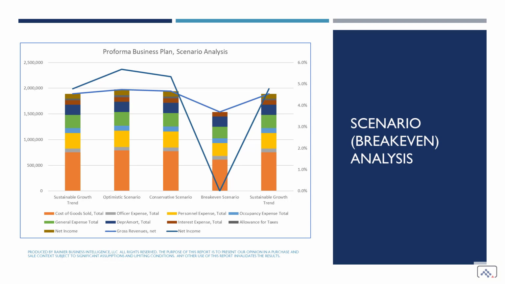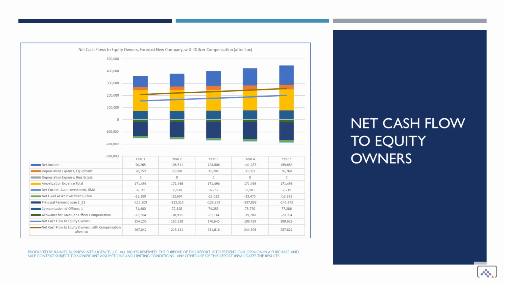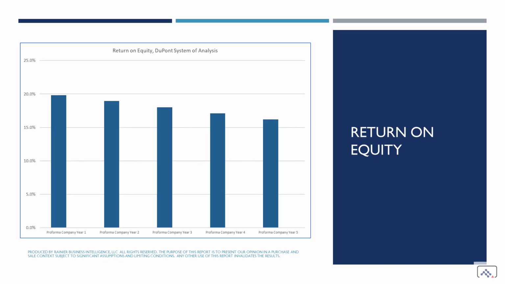In the break-even scenario, we test to determine the level of revenue where net income would be zero given the assumed cost structure. Net cash flows to equity owners are shown excluding and then including officer compensation after tax. Return on equity in the new company is developed for the first 5 years in the forecast period.